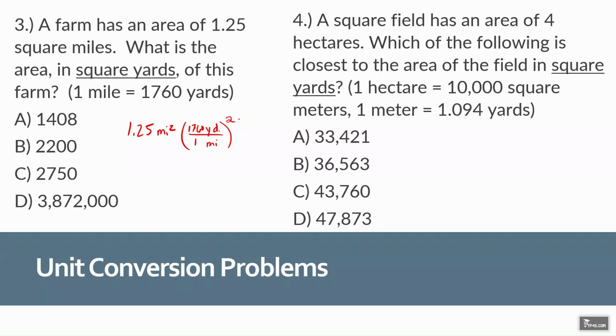So it is a quick and easy question, but you need to know that that 1760, that number gets squared. All right, so on your calculator, 1.25 times 1760 squared. Only square the 1760, not the 1.25. You do end up with a humongous number, specifically 3,872,000.